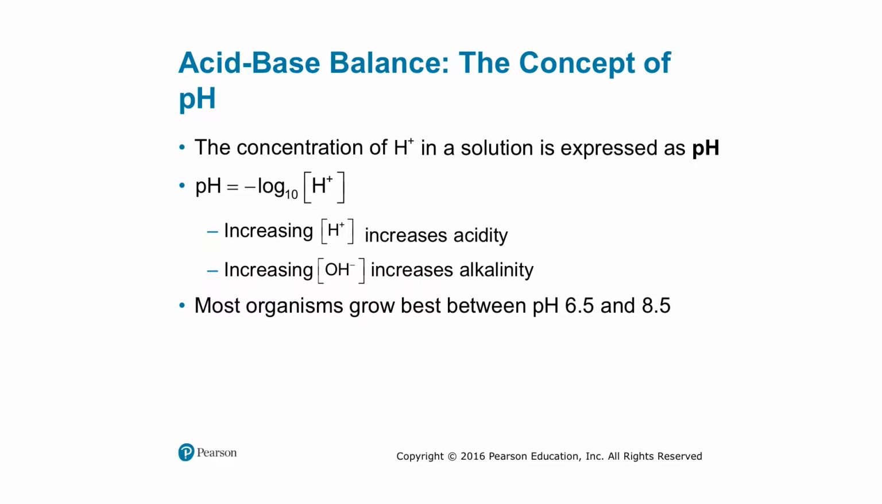Okay, so the concentration of hydrogen ions in a solution is going to be expressed as pH, and pH is equal to the negative log base 10 of the hydrogen ion concentration. So when you increase the hydrogen ion concentration, you increase the acidity or you decrease the pH. Okay? The increasing acidity, or the OH minus, increases that alkalinity. And so when you have an increase in alkalinity or a decrease in acidity, you have an increase in pH. And so most organisms grow best between pH 6.5 and pH 8.5.